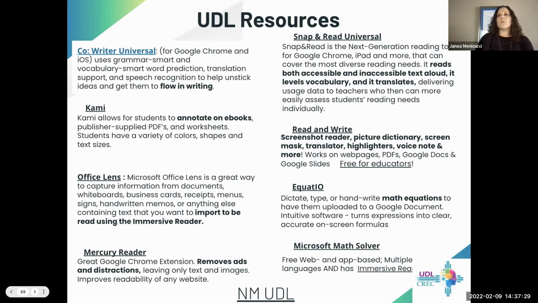Briefly, and we go into more detail on our website too. These are some additional UDL tools and resources that are out there. Co-Writer Universal, Snap and Read Universal, Equatio, and I don't have UPAR up there, but it will be coming. Those are the three that are going to be a part of the New Mexico UDL grant, but please know that those might already be in your district. You might already have them there, so ask around if you're using them. There's also some tools called Kami, Office Lens, Mercury Reader, Math Solver, Microsoft Math Solver, and Read and Write. So those are some of the tools we're also going to highlight during our cafes.